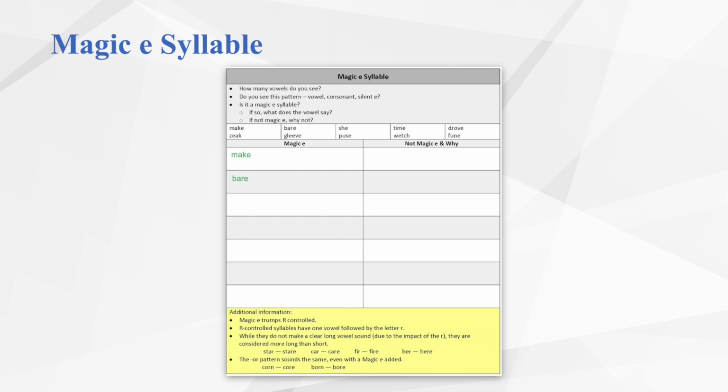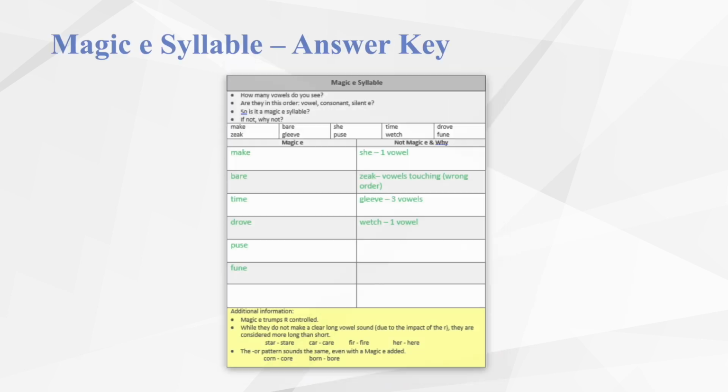Pause and complete this worksheet. When you resume, you'll find the answers. Let's look at how we did with our magic E syllables. Looking at the magic E column, we see the words make, bear, time, drove, poos, and foon.